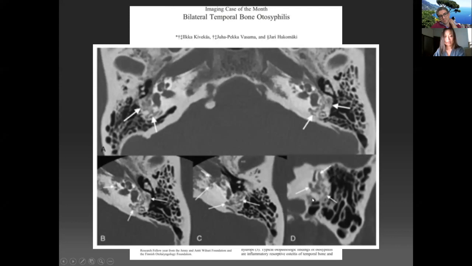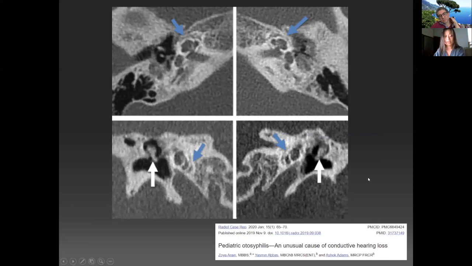So again, mapped up, you can see this look that's kind of moth-eaten, a little bit permeative, lytic, but not completely abiding by those nice rings and halos. Here's another case. This is a pediatric case from a vertical transmission, so it was congenital syphilis. You can see that halo around the cochlea, but also the demineralization. So the patient presented with conductive hearing loss.